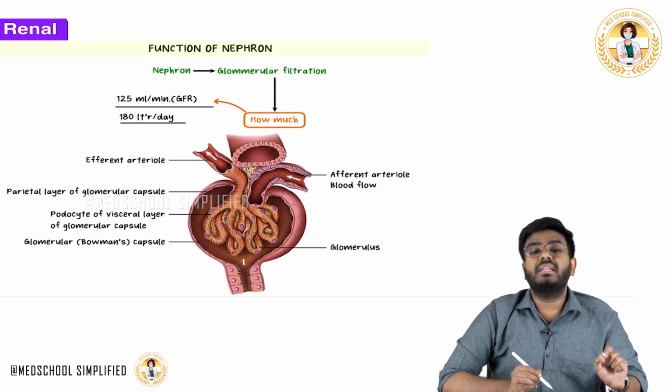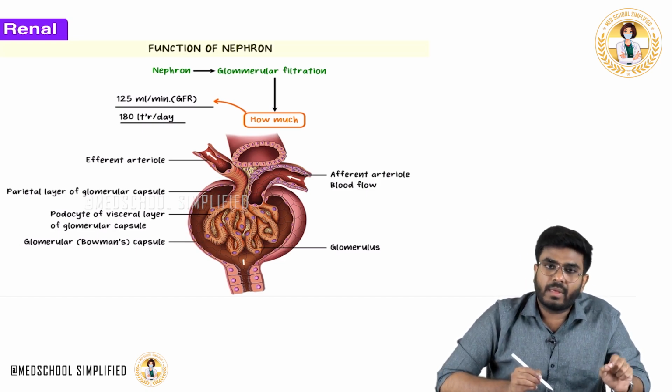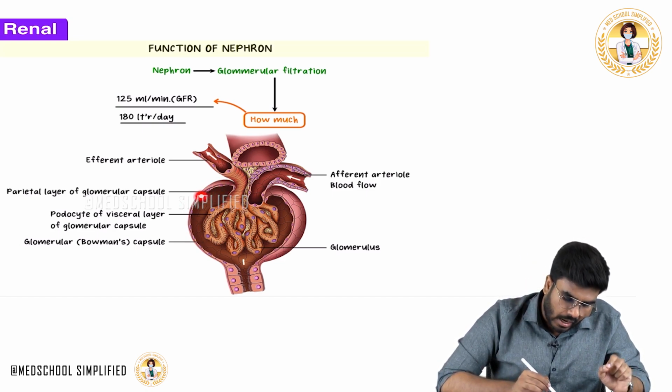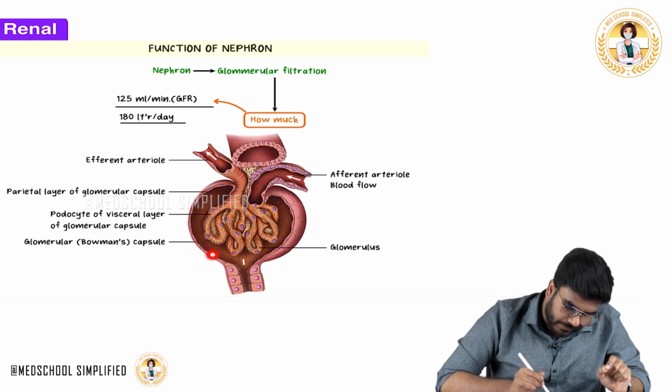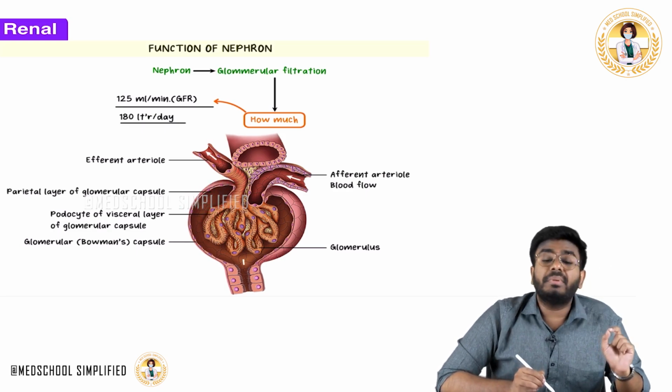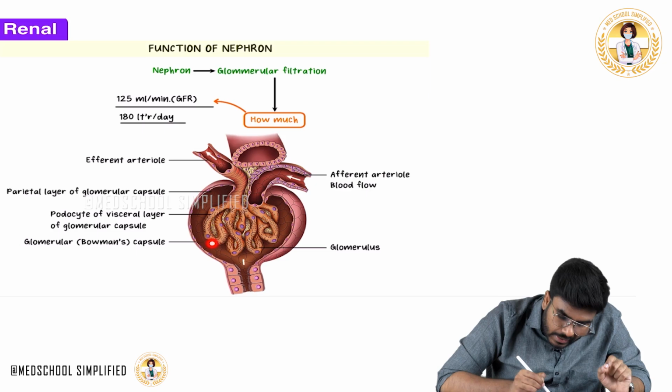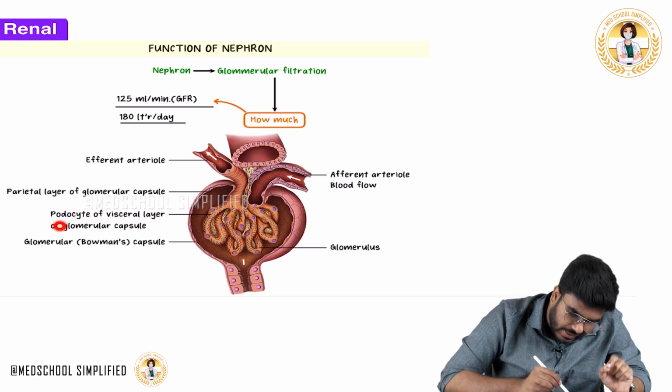So now these epithelial cells are mainly divided into two types. One is the parietal layer, and the epithelial cells which are now coming and attaching here are called the visceral layer. Now this visceral layer is called the podocytes. So here you will be having podocytes.